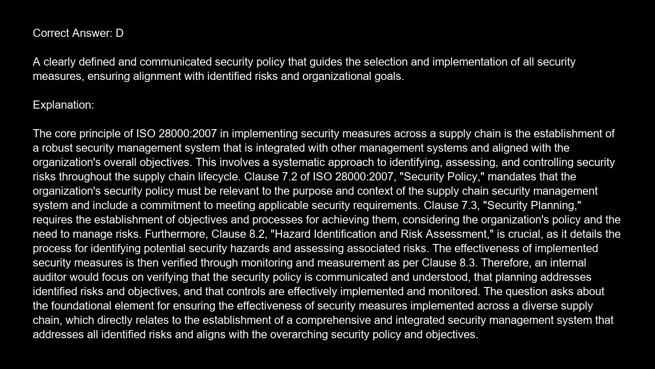The correct answer is D. A clearly defined and communicated security policy that guides the selection and implementation of all security measures, ensuring alignment with identified risks and organizational goals. Explanation: The core principle of ISO 28000-2007 in implementing security measures across a supply chain is the establishment of a robust security management system that is integrated with other management systems and aligned with the organization's overall objectives. This involves a systematic approach to identifying, assessing, and controlling security risks throughout the supply chain lifecycle.